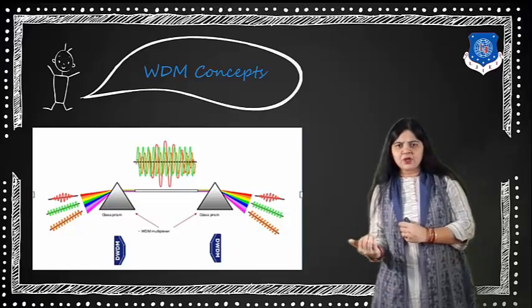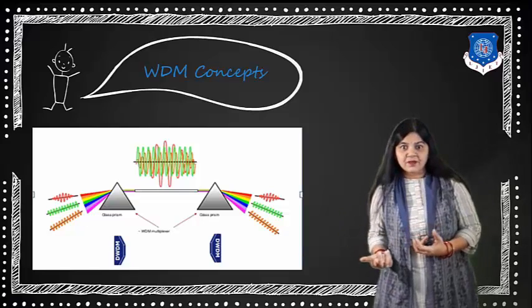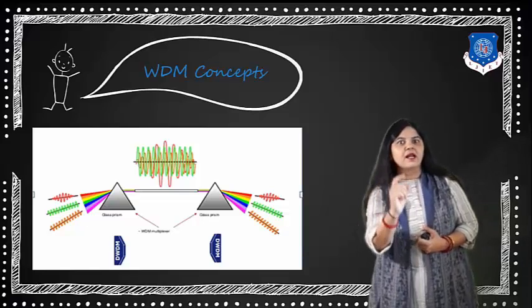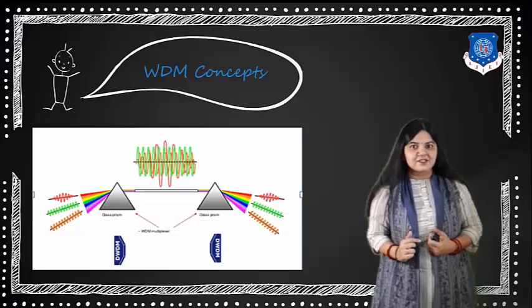The signal is in the air medium, the rarer medium. The prism is glass, so it's a denser medium.